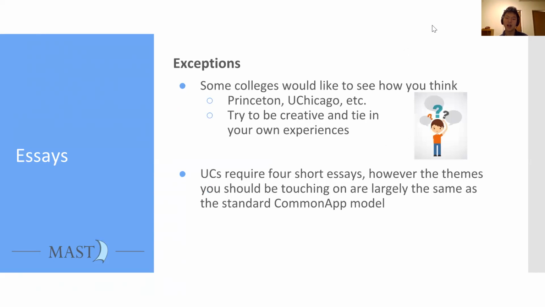exceptions to this rule. I know some schools like Princeton and U Chicago would also like to see how you think. So they have very creative prompts for you to write about. For U Chicago, I actually started writing the essay that I didn't send out. It was about something like, what is square one and what does that mean to you? So that's a very abstract question, of course. And I know that U Chicago in particular really likes students who are quite quirky, who have very creative ideas. So for these essays, you should just try to be as creative as possible and try to tie in your own experiences to the essay itself.